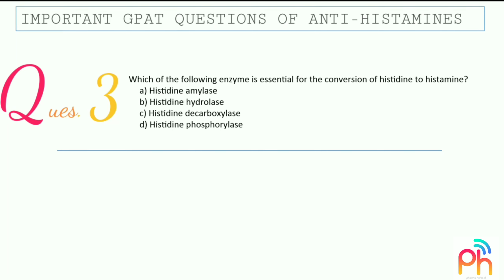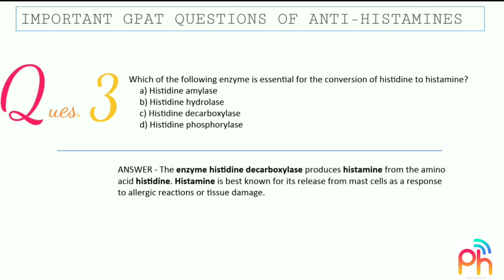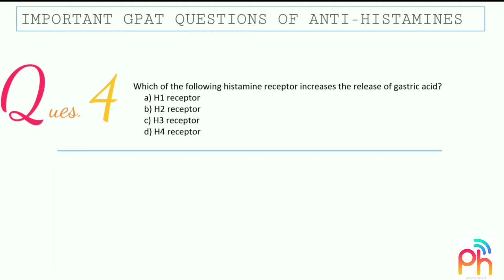So the correct answer is histidine decarboxylase. Let's find out some more information. The enzyme histidine decarboxylase produces histamine from the amino acid histidine. Histamine is best known for its release from mast cell as a response to allergic reaction or tissue damage. So this point we discussed in our previous answer diagrammatically. So here is the fourth question.